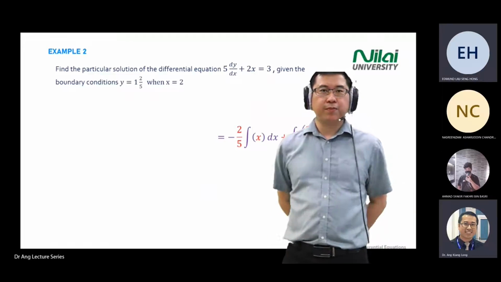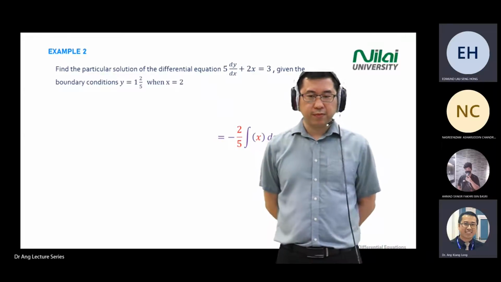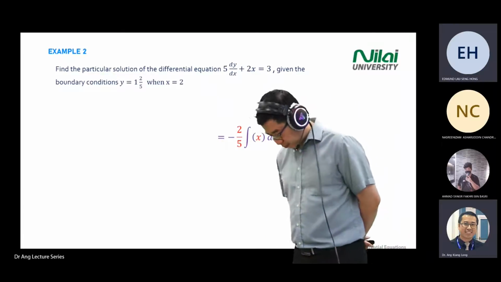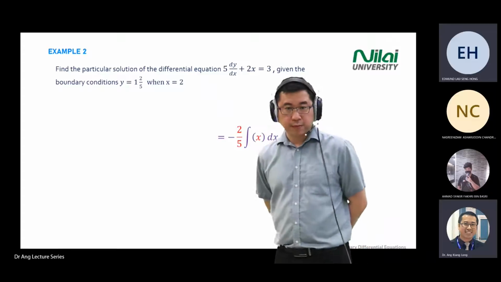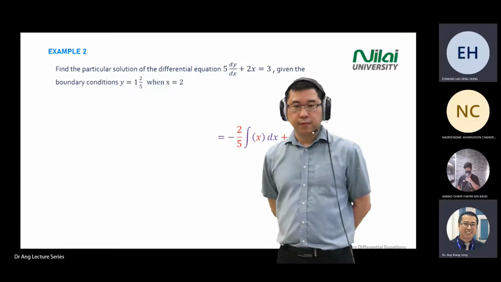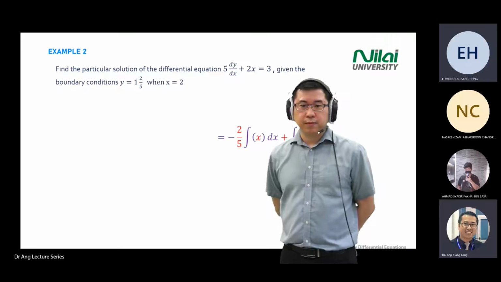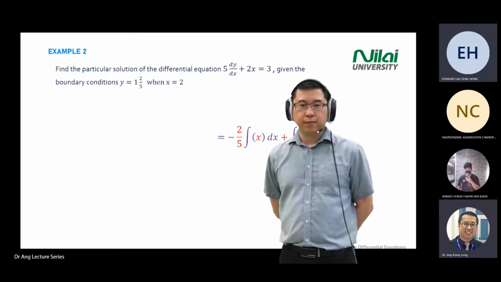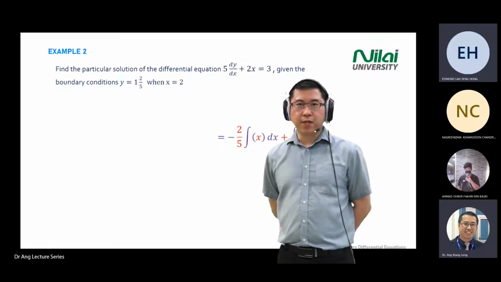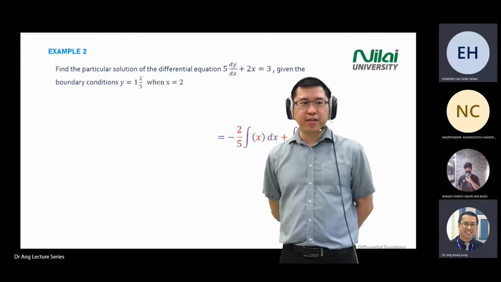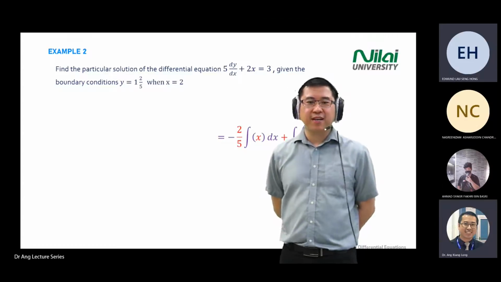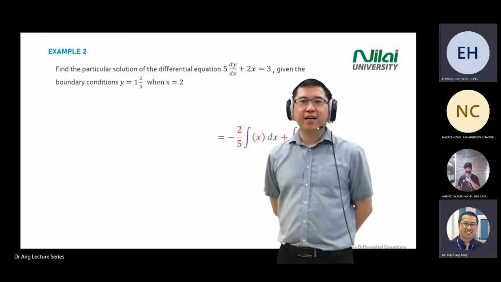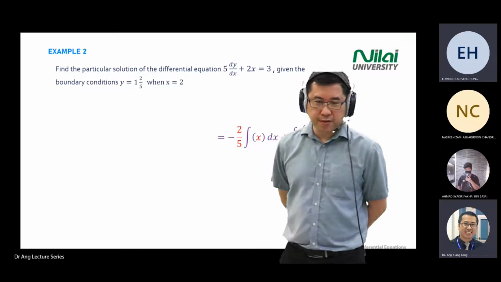What do you do? Put the 5 and the 2x to the back. Well, what is the first step? We always want to arrange the equation in what? On the left-hand side, we see what? dy dx. That is the first step.